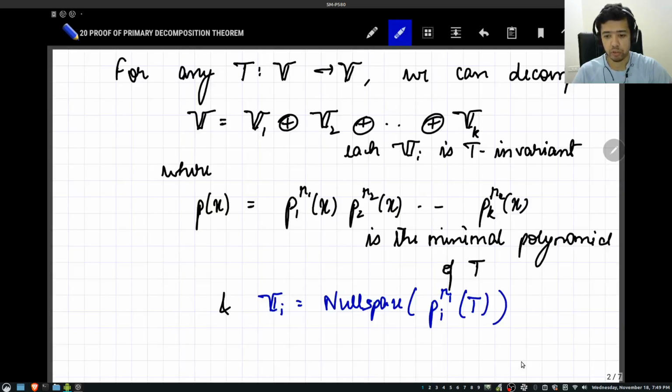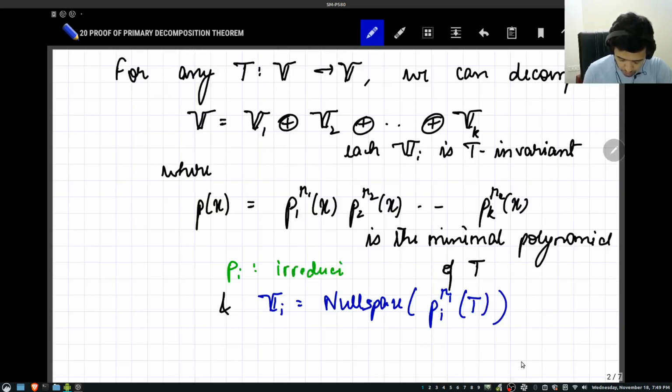So essentially, if you can write the minimal polynomial as a product of k powers of irreducible polynomials, so each pi is irreducible, right, and monic, right? So it's irreducible in the sense that you cannot decompose it into a product of polynomials of smaller degrees, and it is monic. Then you can take Vi to be the null space of pi raised to ri of T, and the Vi's form a T invariant direct sum decomposition of the vector space, right?